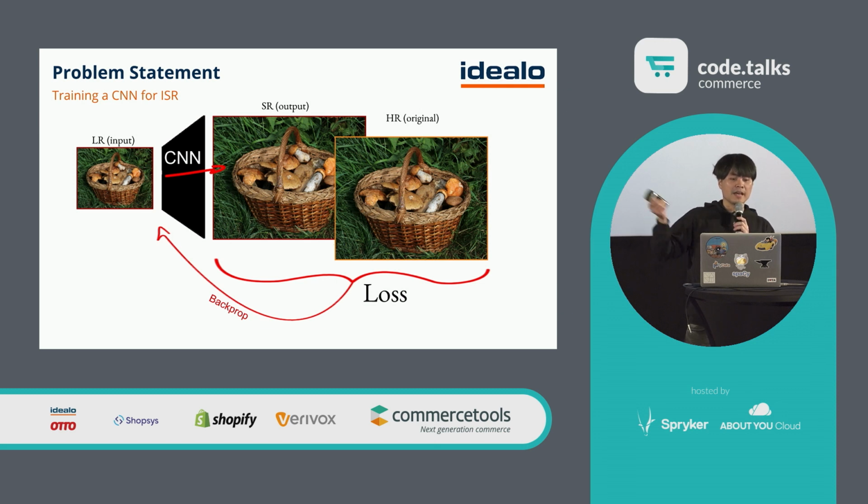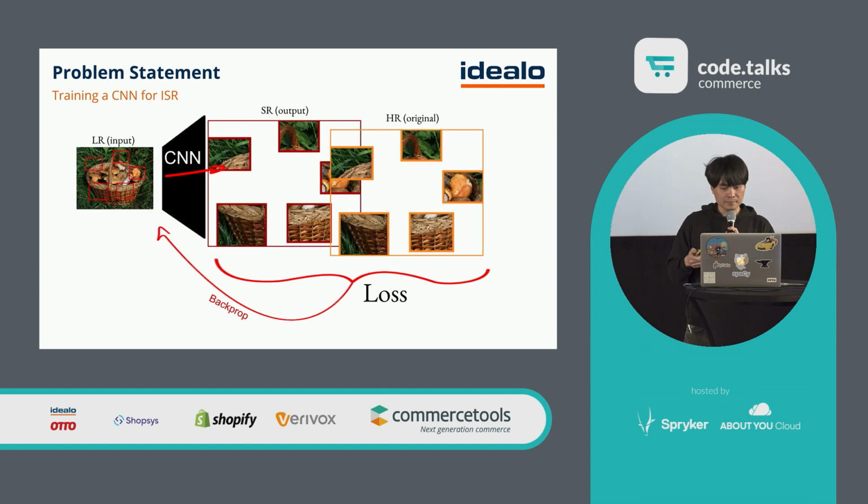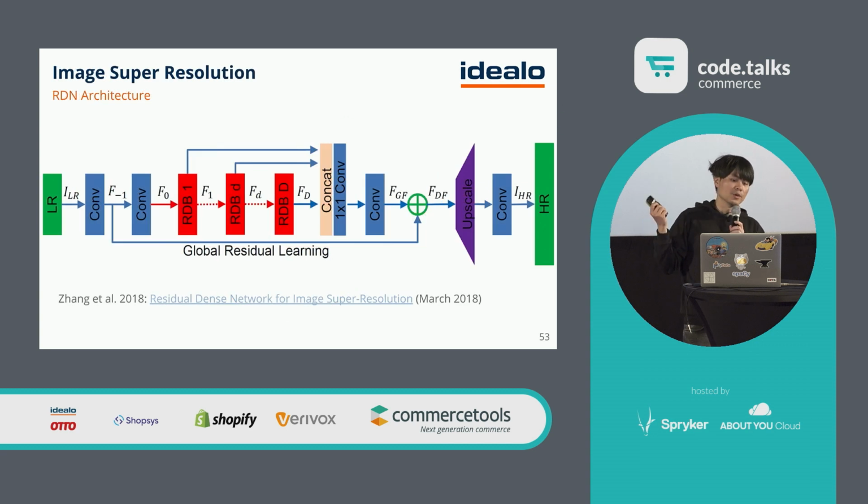And the problem statement, as I said, is very simple. You have a low resolution image and you want to take a deep learning model, in this case a convolutional network, to upscale the images, right? So that you can show it to the customer as well. In this case, it's pretty simple. We use, as a first beginning, a residual dense neural network architecture to build our model.